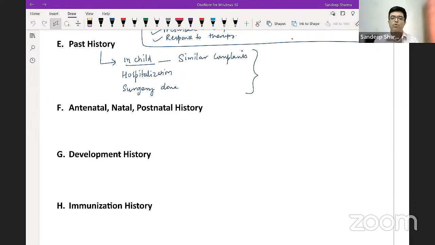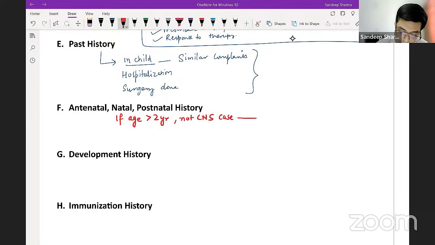Then antenatal, natal, postnatal history. Whether to take or not. Now, this is important. What are the points that you should remember? In case it is a child aged more than 2 years and it is not a CNS case or a developmental delay case, in these patients, you will mention in 1 to 2 lines. Antenatal period was normal in the child, natal history was uneventful, APGAR scores were normal, and postnatally there were no immediate complaints. That's all.